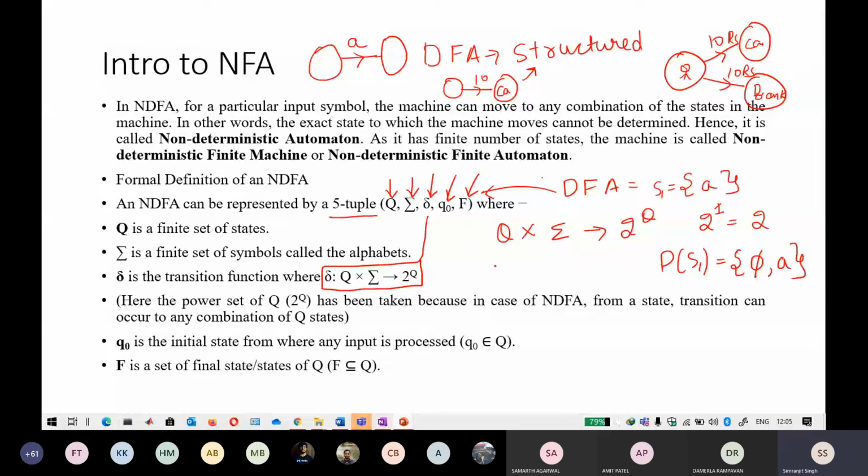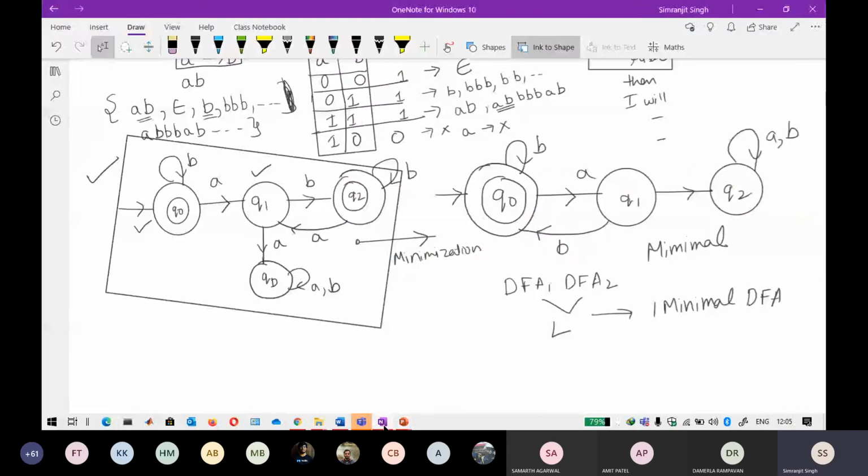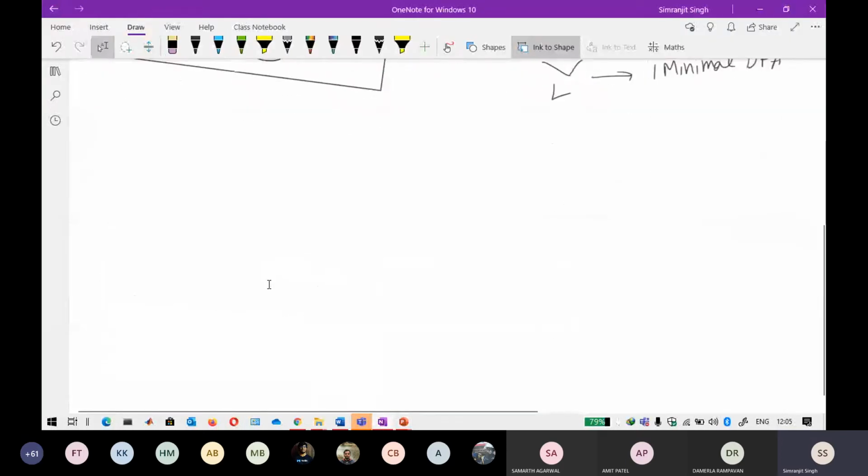It says that on receiving an input, let me explain clearly with the help of an example of an NFA. The example is pretty straightforward: strings that end with A. I want to design an automaton for this. You have done this before: ends with A, starts with A, contains A. These types of questions you have done.